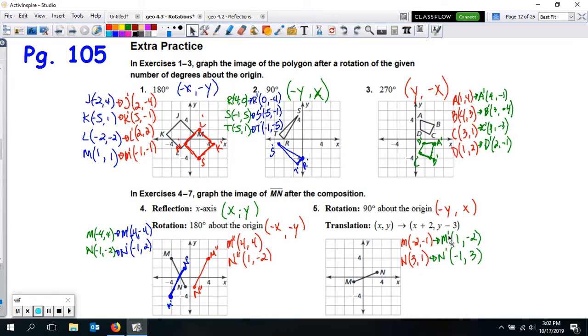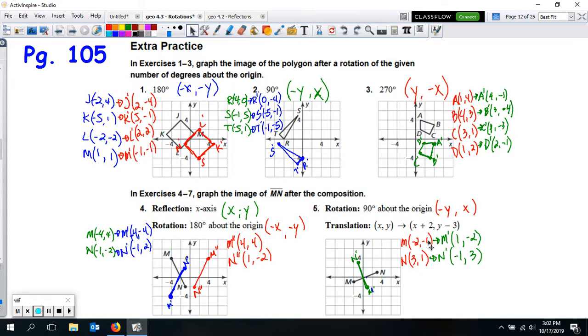Go ahead and plot these 2 points and draw the line, connect the 2 dots, and it should look like this. So n prime is up here in the second quadrant, m prime down in the fourth quadrant. So the next thing it says to do is a translation. Now here's where we don't need to go back to a core concept, because this shows us exactly what we need to do. It tells us we're going to move each of these points 2 units to the right, because it's +2, and 3 units down.